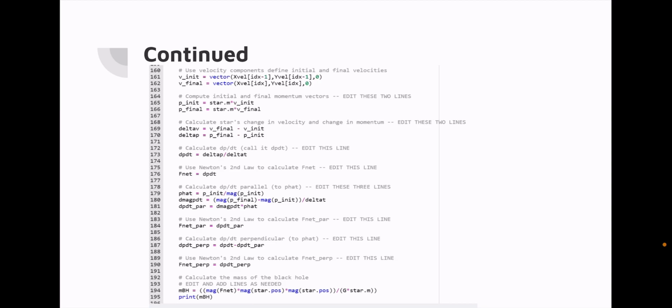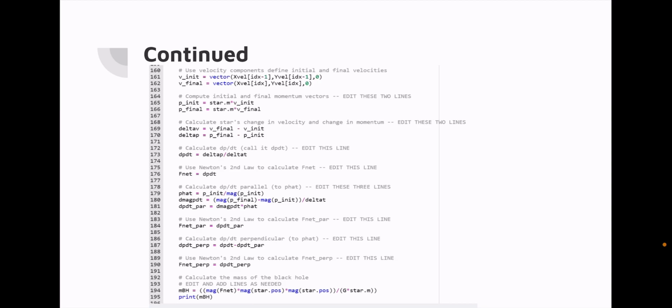dp/dt is the same thing as F net. So delta p over delta t is the same thing as F net, which is why we substituted that in. P hat is the same thing as p divided by its magnitude. And to take the derivative of that with respect to t, you take the difference over a small time interval and divide it by delta t. And we use the parallel and perpendicular formulas that I already showed you.